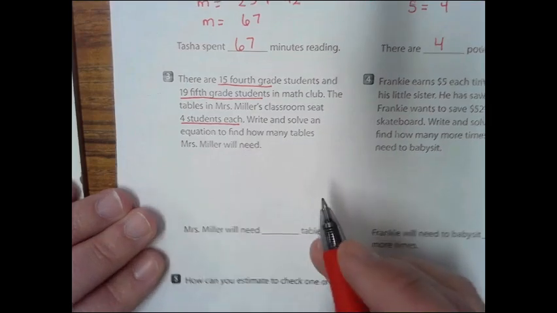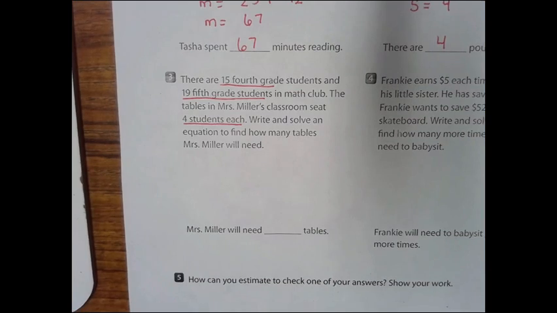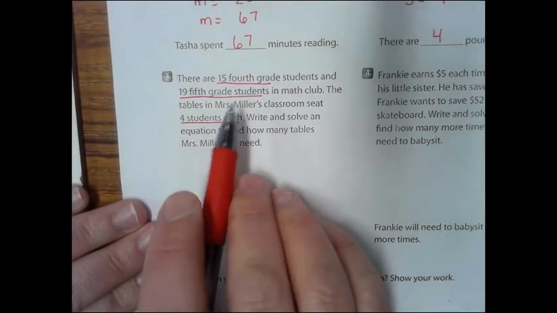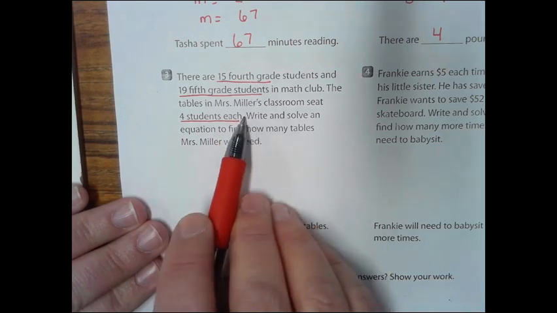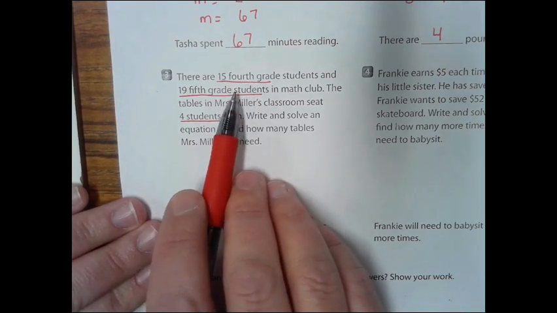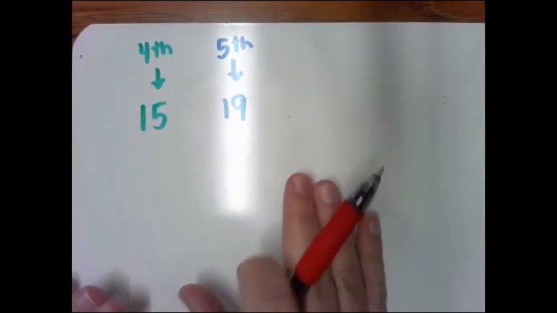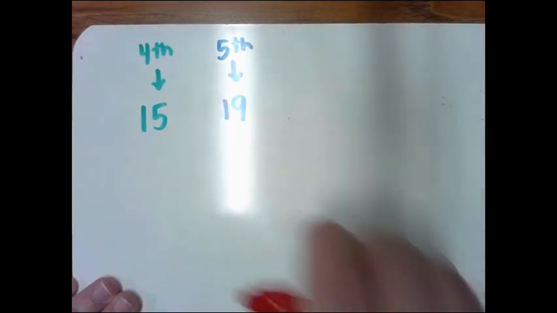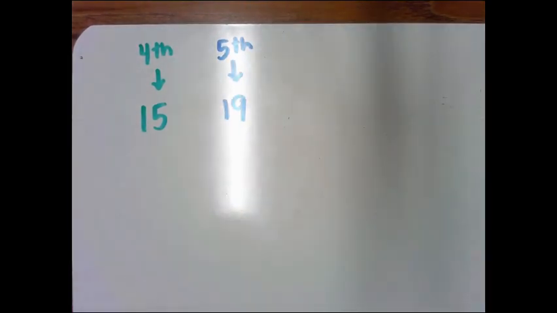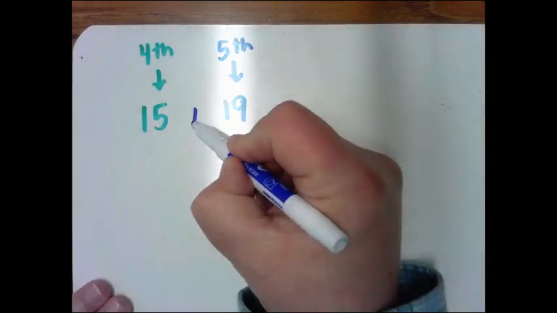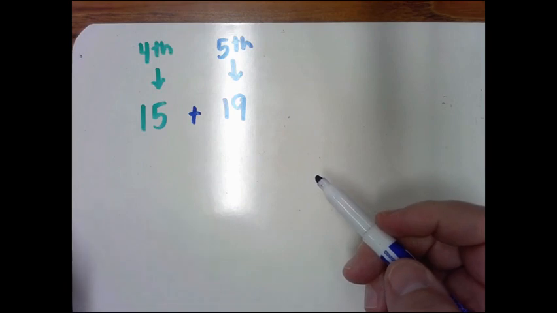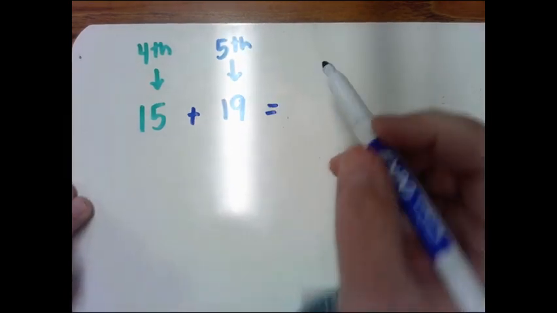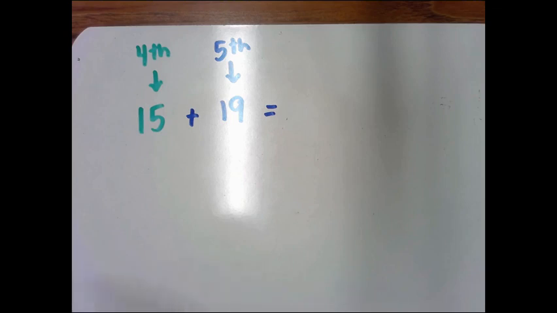Okay, so first of all, what we need to do is figure out how many students there are in all, because they all need a seat, right? So what we're going to do is take, and again, I drew it out here, 15 fourth graders and 19 fifth graders. To figure out how many kids in all, we got to add those together. So when we go 15 plus 19, what we get is 34.